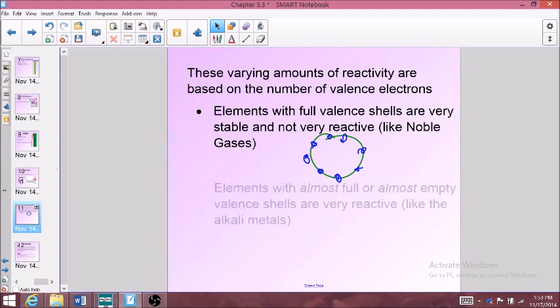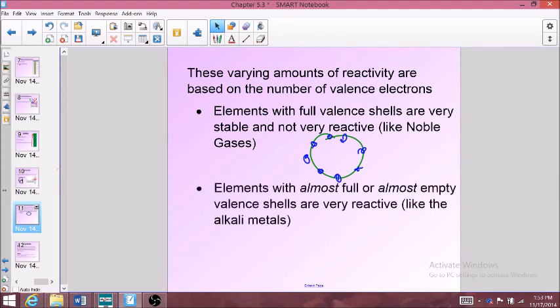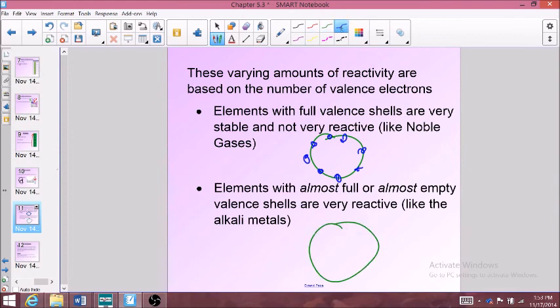However, elements with almost full or almost empty valence shells are super reactive. So if we look at the elements next to the noble gases, the halogens, they only have 7 electrons. So they have a space for 1 more. And because that space really, really wants to be filled, they react very, very well with other elements to try and fill that space. That's what makes them so reactive.